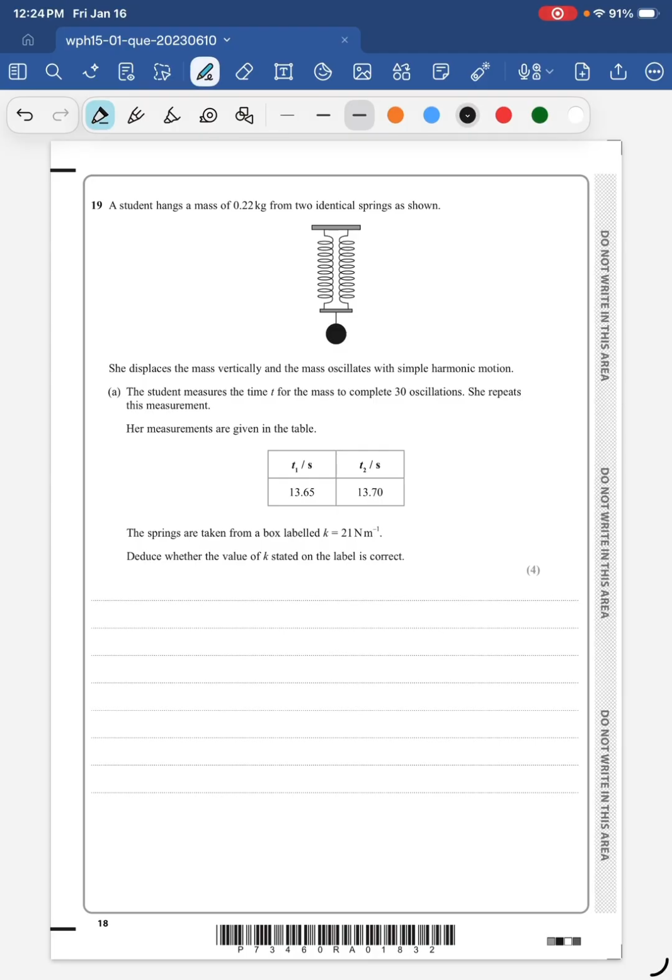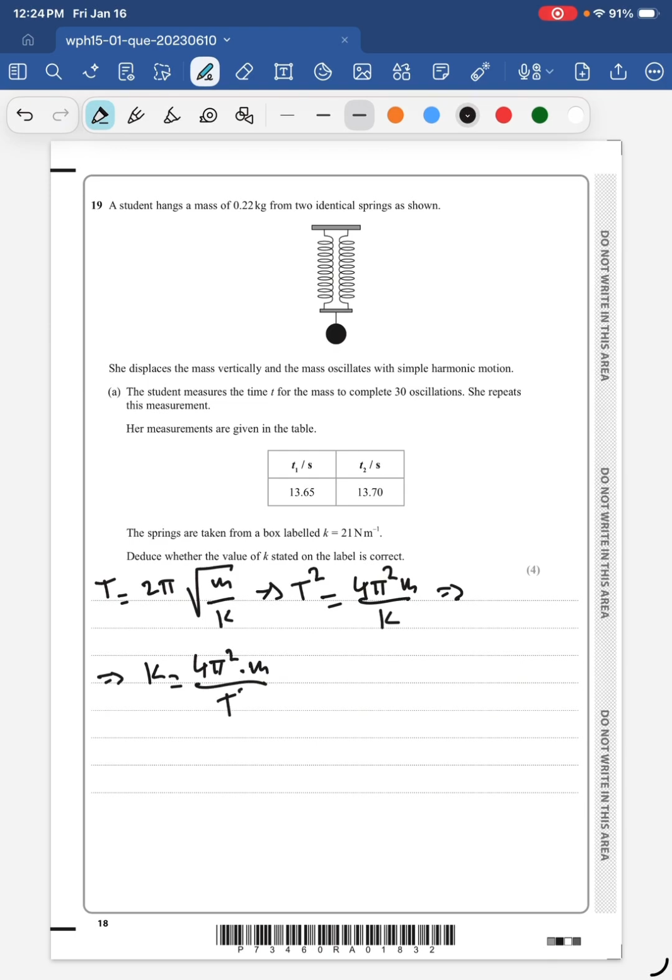So, this is a strange question. So, let's start with the period. Period is 2 pi times the square root of m over k. So, T squared is 4 pi squared m over k. So, k is 4 pi squared times m over T squared.